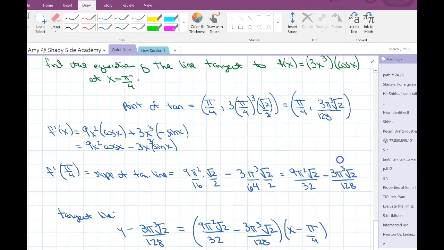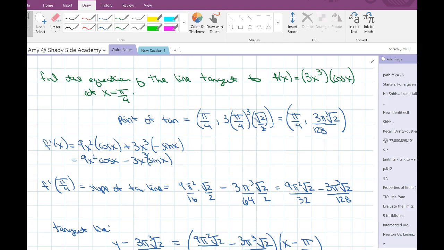Okay, so if you look at how I worked the problem here, the first thing I made note of is finding the point of tangency. The point of tangency is pi over 4, comma, f of pi over 4. And look how I didn't break a sweat or create more work than I had to for myself. I just simplified where it was reasonable and left it alone. So this is the point of tangency. F prime of x, here's the product rule: derivative of 3x cubed times cos x untouched, plus 3x cubed times the derivative of cos x, and then I simplified.